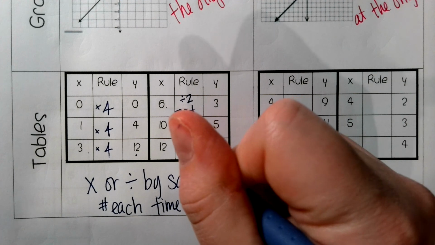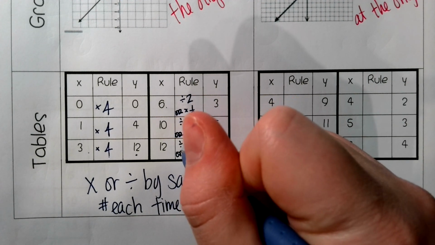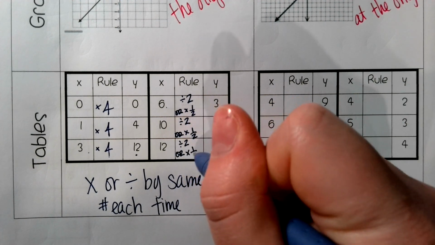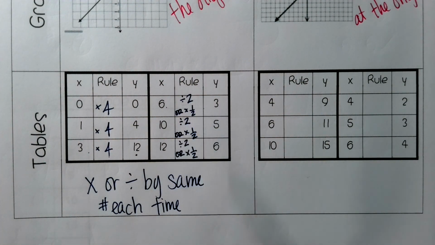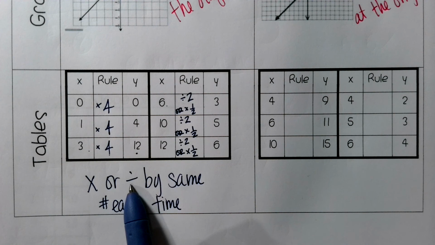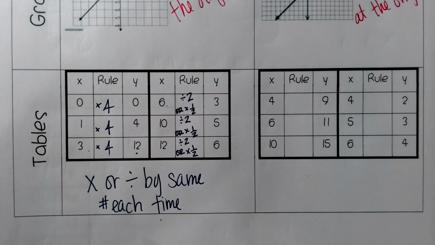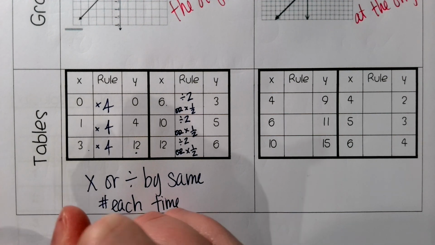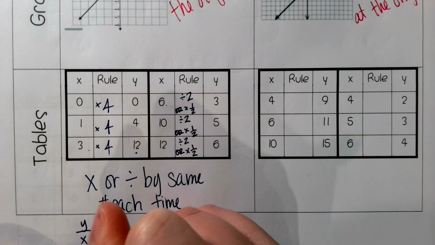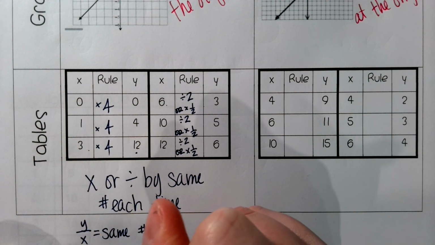It's the same way for every set of numbers. Divide by 2 or multiply times 1/2. Multiply or divide by the same number each time. Another way that you can see it, if you do y divided by x, you get the same number each time.